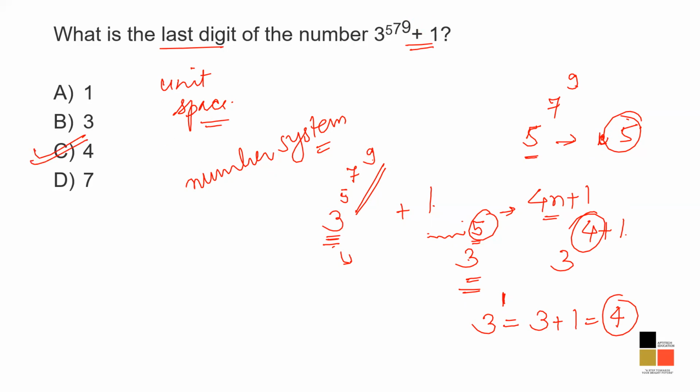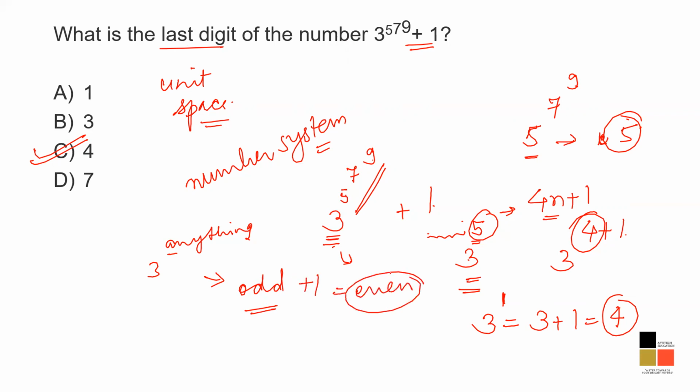Another thing I could have done is this: wherever there is 3 raised to power anything, the answer is always an odd number. Odd number plus 1 would have to give me an even number. When you look at the options, there is only one even number, that is 4. So that also clarifies that my answer is option C, that is 4. But if there were more than one even number, I would go by the concept, and it's always preferred to go by the concept only. My answer is option C, that is 4.